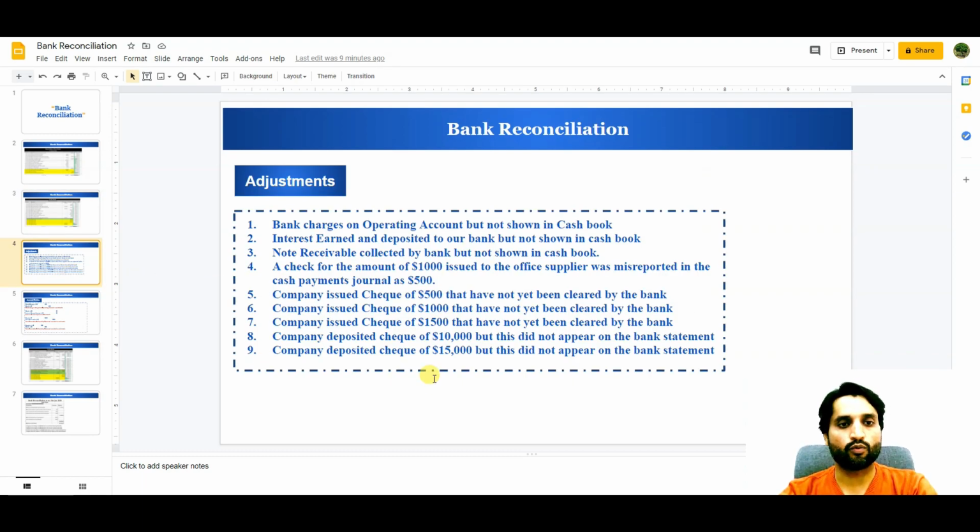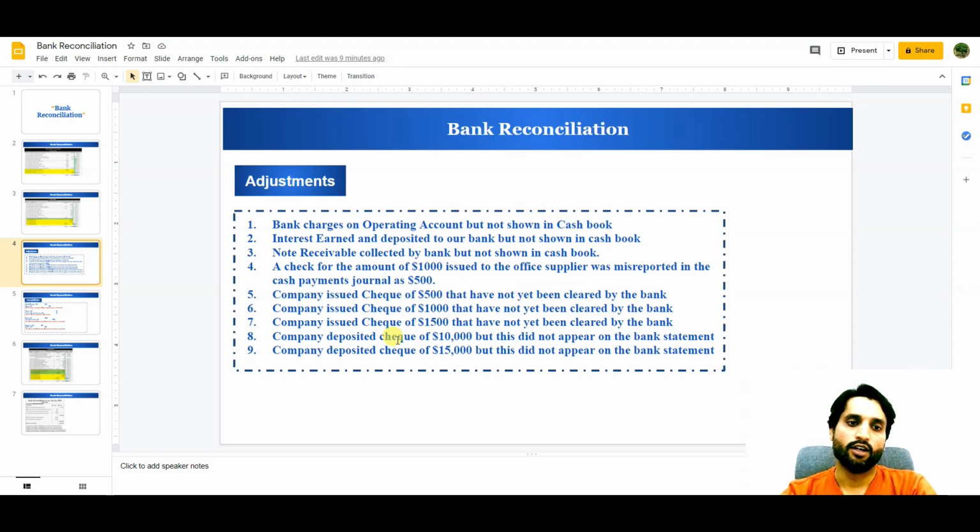The next outcome, we found that our company issued 3 checks, one for $500, $1,000 and $1,500. These are not cleared by the bank yet. We issued these payments to the supplier, but they did not get money from our bank yet. Also, 2 checks deposited by us in our bank account are still not appearing in our bank account statement.